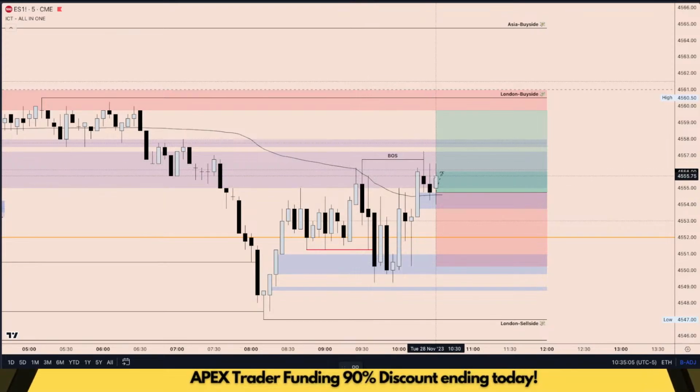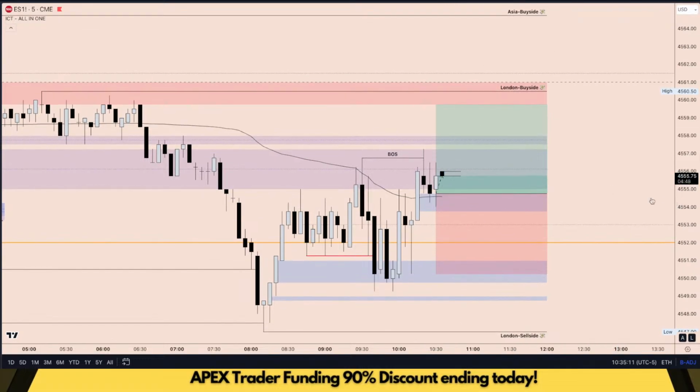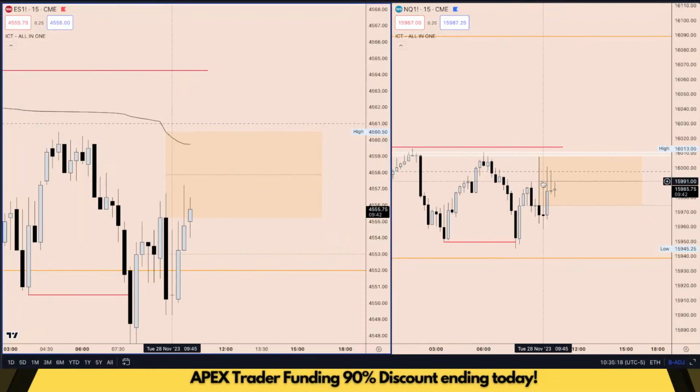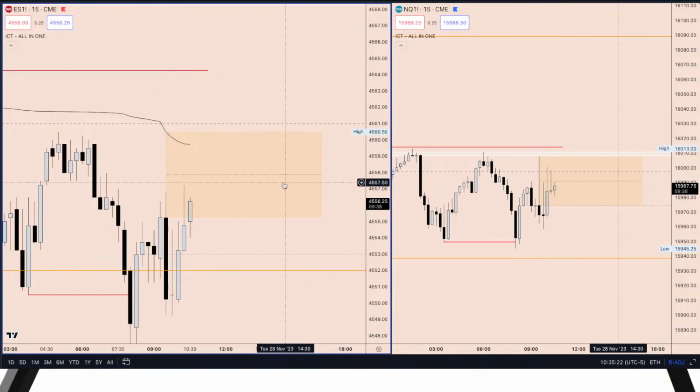Not going to chase it now. Maybe get something during the PM session, something clean. We have a volume imbalance right here. Let's see if that remains open and we use that to deliver higher. Take a look at NQ. It's still struggling to close above the 50% of the regular trading hours opening gap.